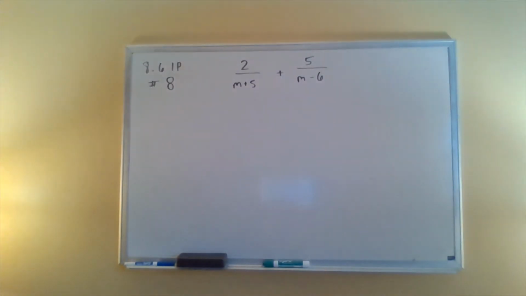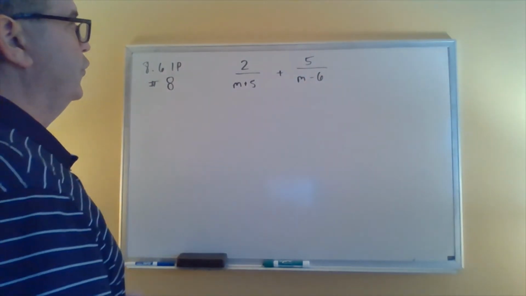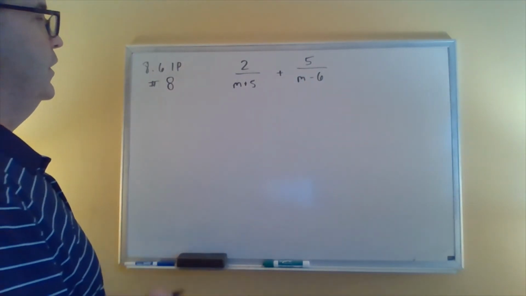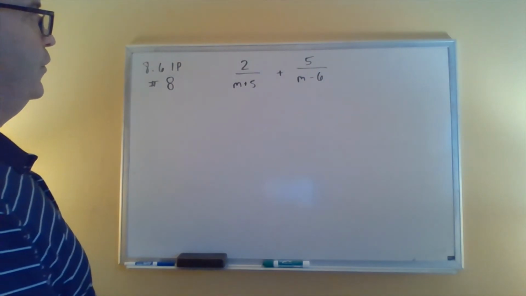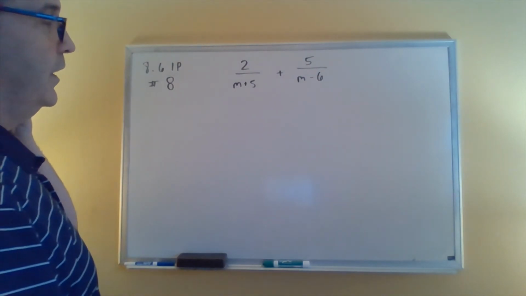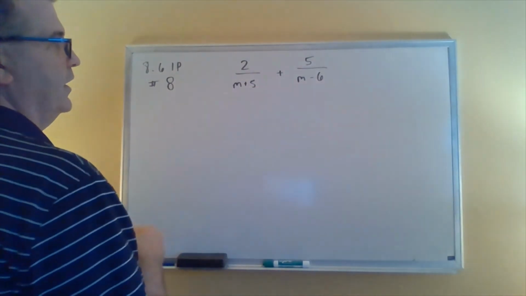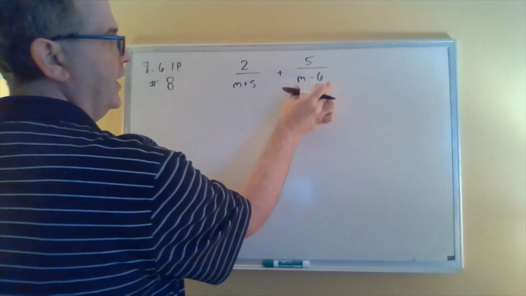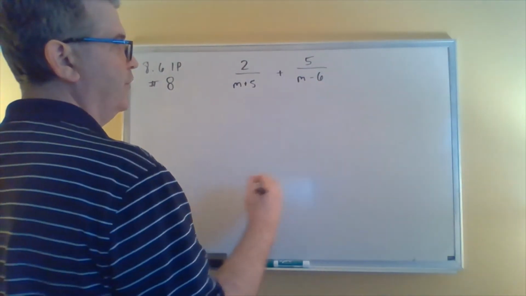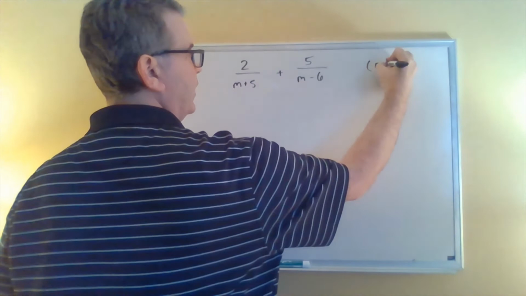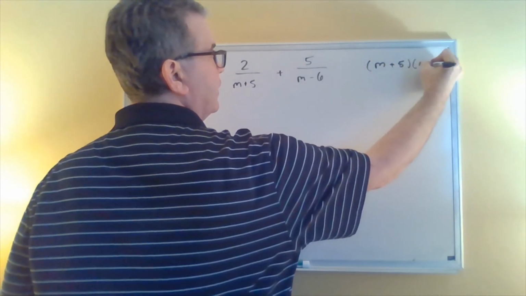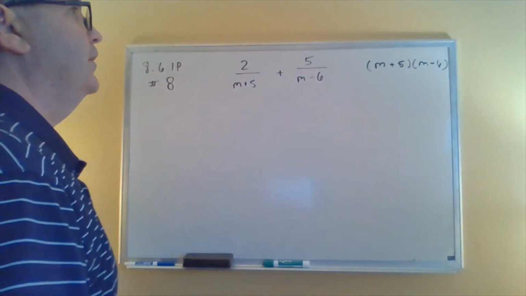Here's number 8, 2 over m plus 5 plus 5 over m minus 6. First step is to factor the denominators completely. Those are already factored. There's no greatest common factor there to pull out, so we're completely factored there. Now I need to look for a common denominator. What I'm going to have to end up doing is multiplying this by m minus 6, and I'm going to end up multiplying this by m plus 5. And it's going to end up giving me a common denominator of m plus 5 times m minus 6. Let's go ahead and do that.